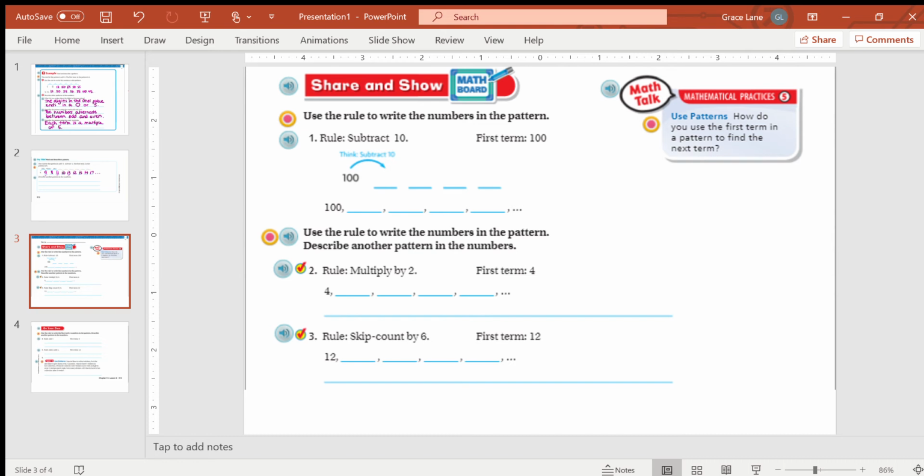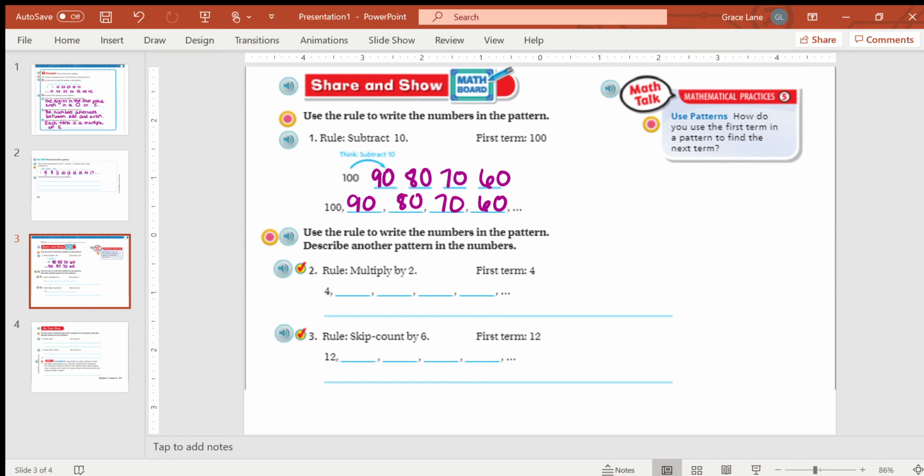Number one says, use the rule to write the numbers in the pattern. It says the rule is subtract 10. The first term is 100. That means that the list of numbers is going to start with 100. So subtract 10 from 100, you get 90. Subtract 10 more, 80, 70, 60. And then fill in your list. The dots mean it could keep going.